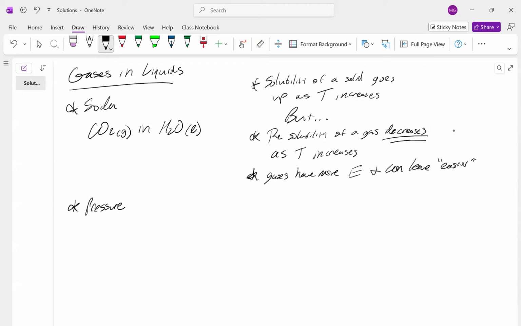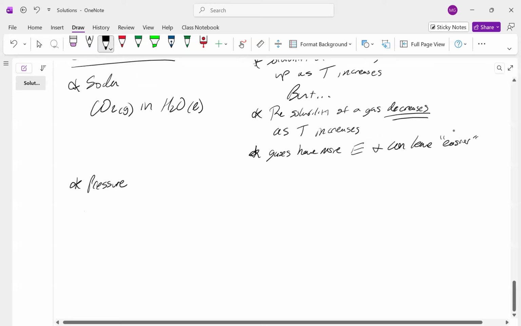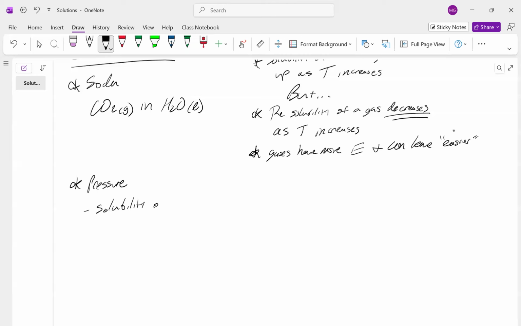We don't care about pressure when it comes to solid solutes because there's no effect. But in general, the solubility of a gas increases as the partial pressure of that gas increases. And I want to highlight that it's got to be the same gas.